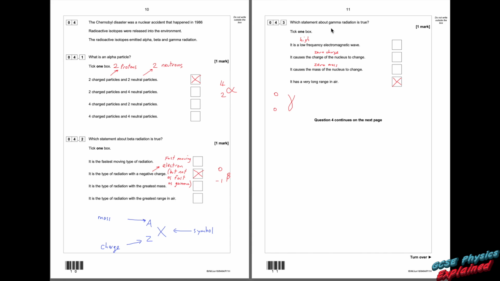Part 3. Which statement about gamma radiation is true? So the only one that's true is this bottom one here. It has a very long range in air. So I've just corrected them there. So gamma's got a high frequency, not a low one. It's got 0 charge and it's got 0 mass.